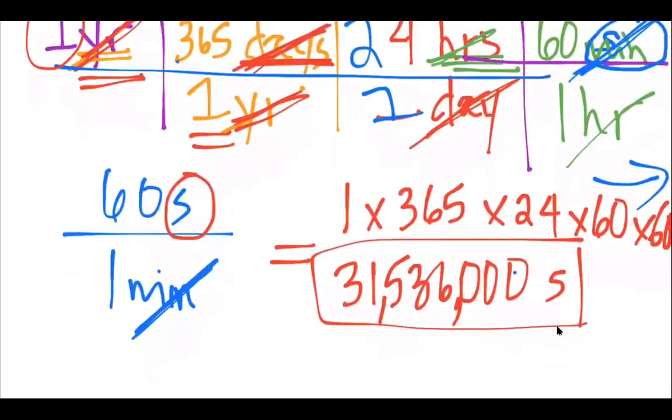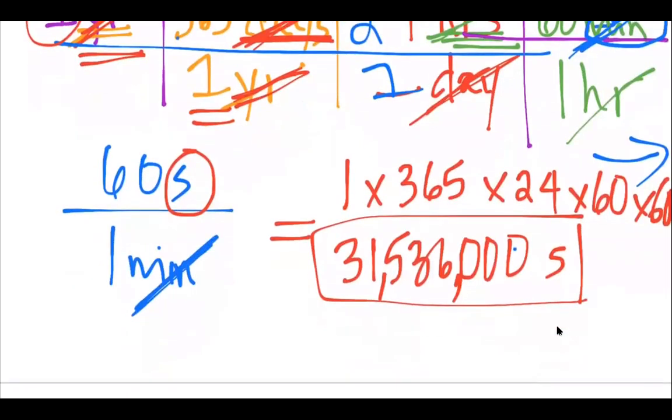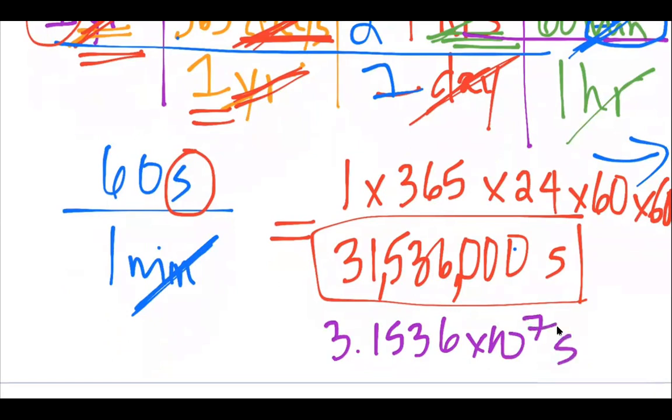Now, that's a really big number. I would actually change that number to scientific notation, but we haven't learned scientific notation yet, so I'm not going to. But just to give you a preview of what's coming next time, I could rewrite it as 3.1536 times 10 to the 7th seconds. All I did was move the decimal from where it is at the end. I moved it 7 times. That's where that exponent comes from. So next time, we're going to be talking about dealing with really big and really small numbers and how we write them. It's this method called scientific notation.